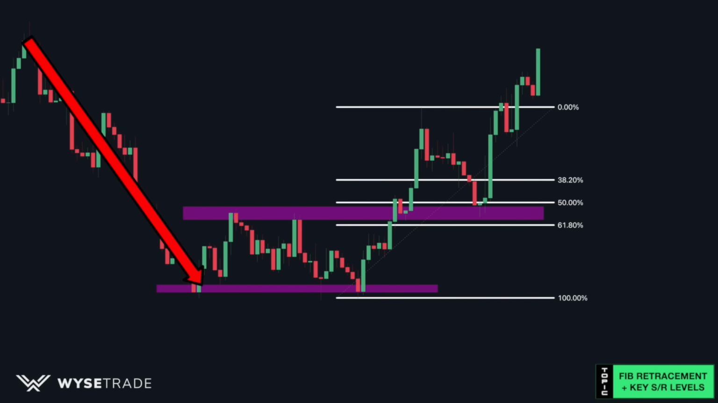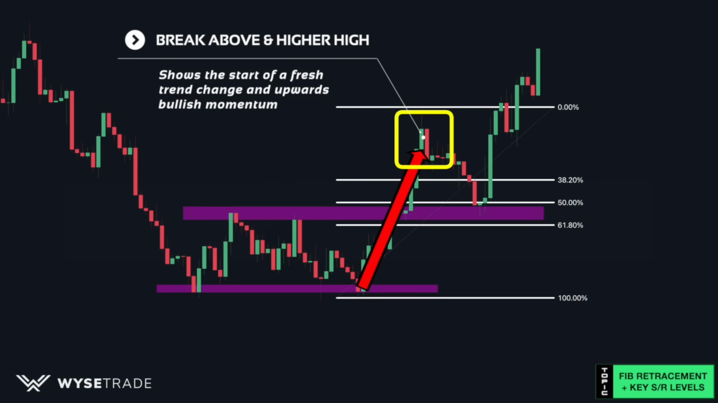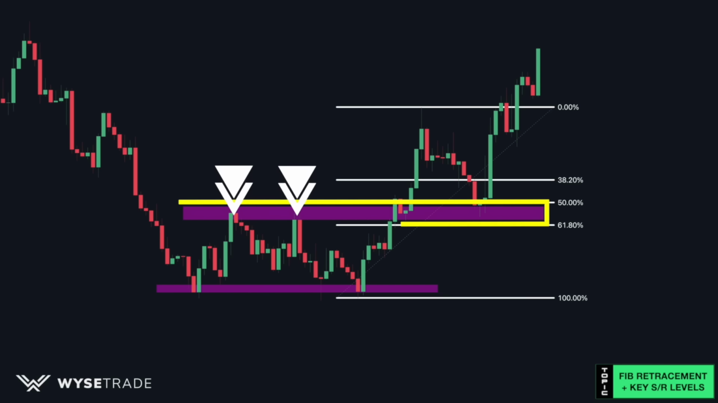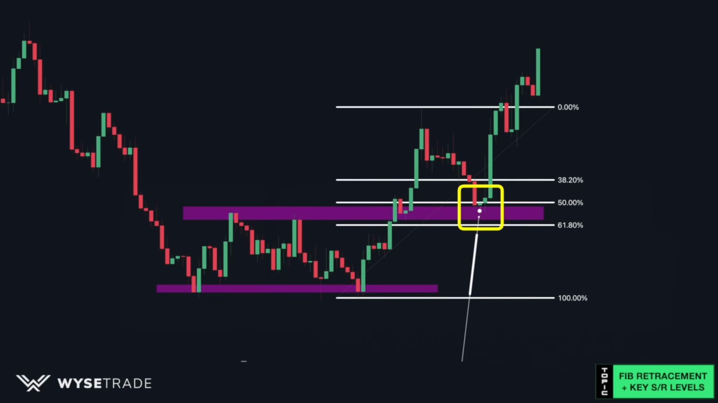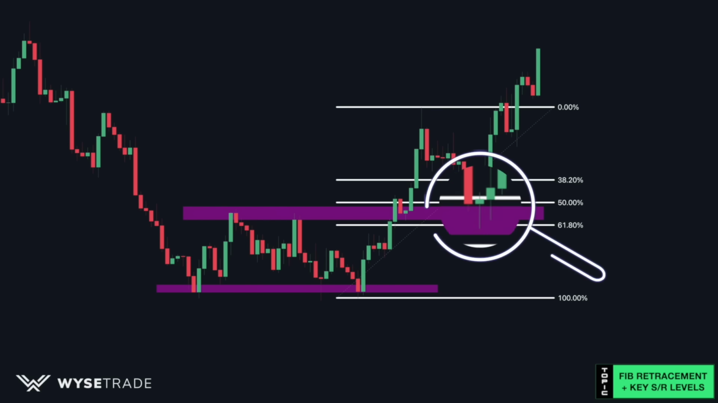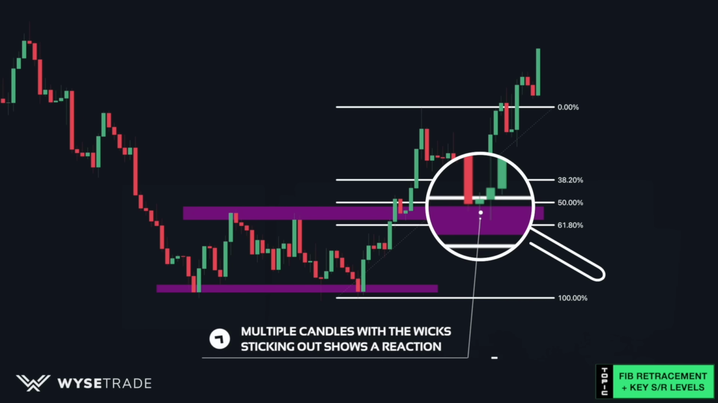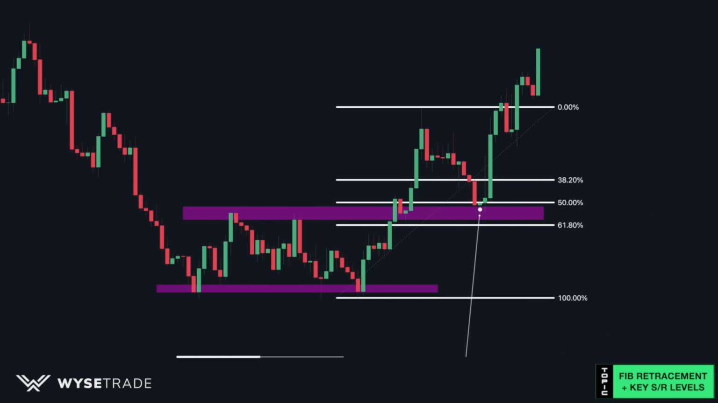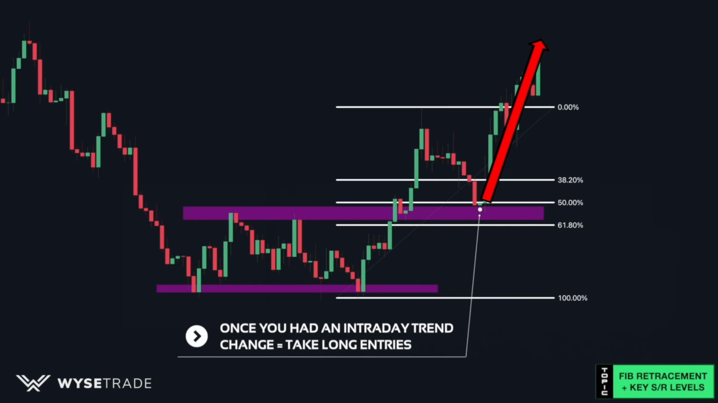Let's show this again. You have a moving downtrend, followed by consolidation, then a break above and higher high, which shows the start of a fresh trend change and upwards momentum. These two reversal points here give you your key level. This here is where the support level and 50% fib level both lined up. Once price pulled back to the area, you had multiple candles with the wicks sticking out, showing a reaction to the area. Once you had an intraday trend change confirmation, you would look for long entry points.